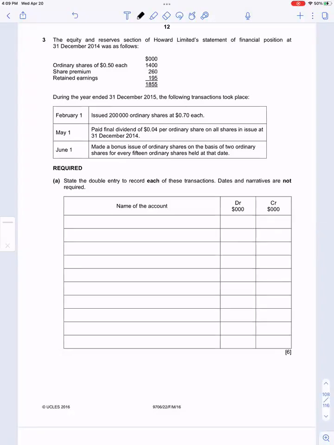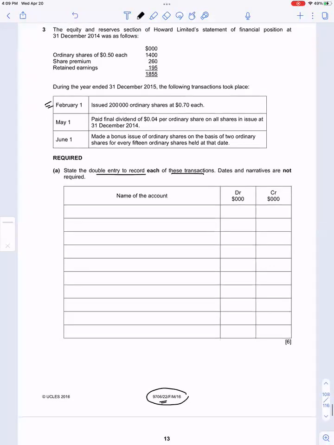This is Feb March 2016, paper 22, limited company question number 3. You have to pass double entry to record these transactions. Dates and narratives are not required. What are the transactions?